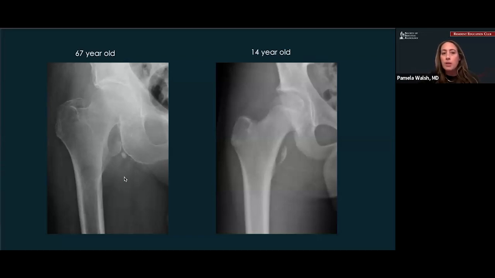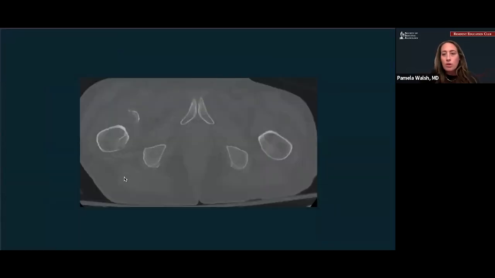But when we have a 67-year-old, we have to think differently, especially when it comes to lesser trochanteric fractures. And a lot of times these patients are not going to have a significant trauma. They'll have either a little trauma or not really any trauma at all. So when we see a lesser trochanteric fracture in someone with closed apophyses, we really have to think about why.